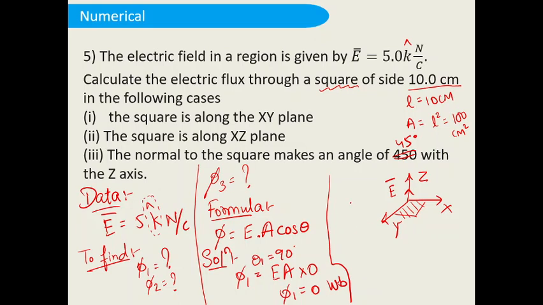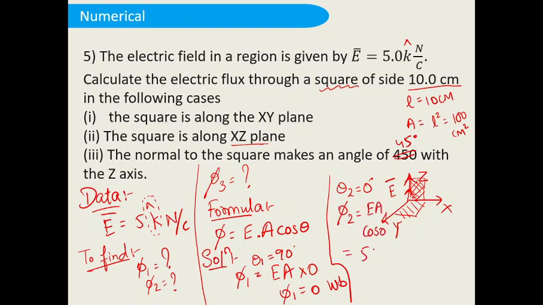Next is phi 2. Now phi 2 is along the xz plane. XZ plane means like this. This is what, the XZ plane. Now E bar and the XZ plane are parallel to each other. So in this case theta 2 is equal to 0 degree. So what is the value of phi 2? Phi 2 is equal to EA cos 0. Cos 0 is what? 1.